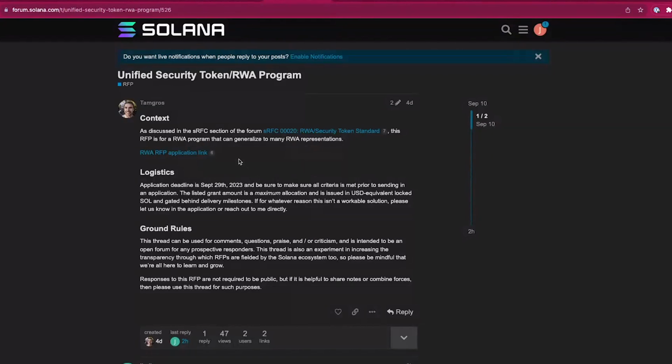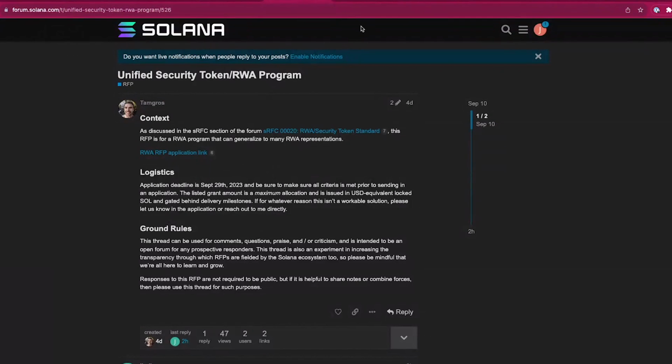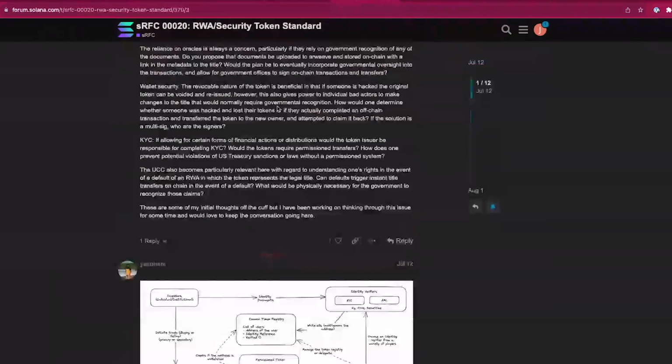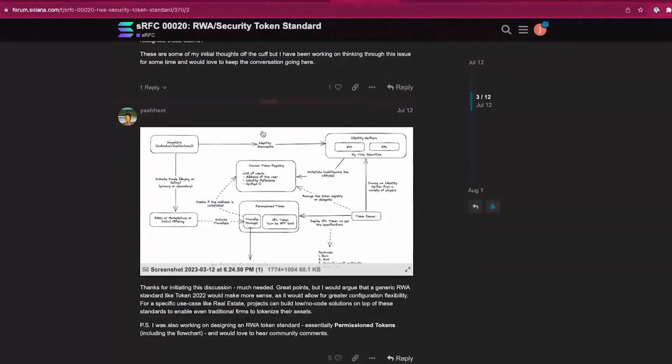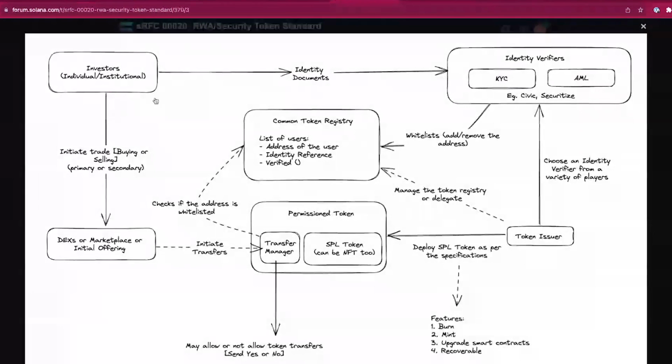First, we want to talk about this request for products, which is a big opportunity if you want to build something. There's a request for product, which means that there's a grant that you could potentially get by implementing this feature or this program. It's about security tokens and a real world asset program. You can find it in the Solana forum. And I recommend you also read through SRFC 20, because there's a bunch of information on it here, and you should join in discussions if you're planning on building this. And there's also this big graph here.